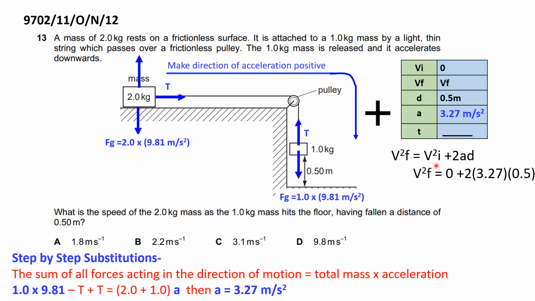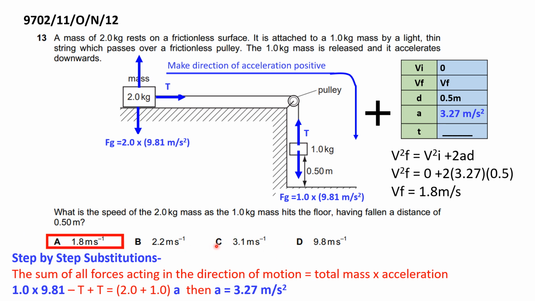So doing the substitutions, we have VI of this box is 0 and 2 times A, 3.27, and D is this height. So the final velocity is 1.8 meters per second, or speed. So here is the correct option A.